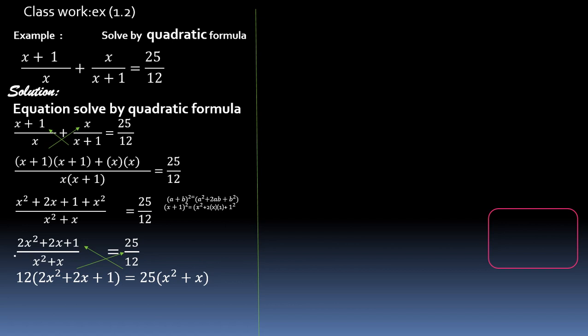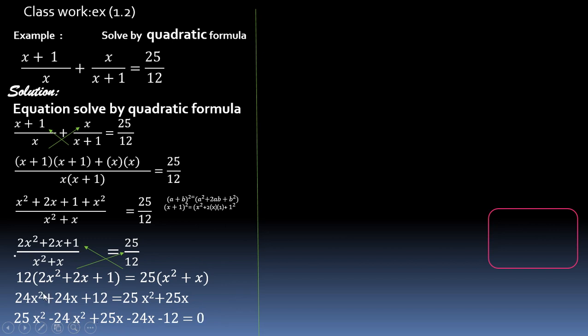12 times 2 is 24, 12 times 2 is 24, 12 times 1 is 12. 25 times x square is 25x square and 25 times x is 25x. All elements from the left hand side come to the right hand side: 25x square minus 24x square plus 25x minus 24x minus 12 is equal to 0.